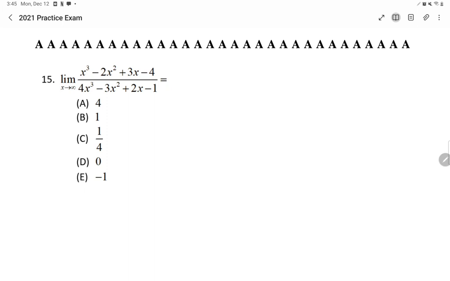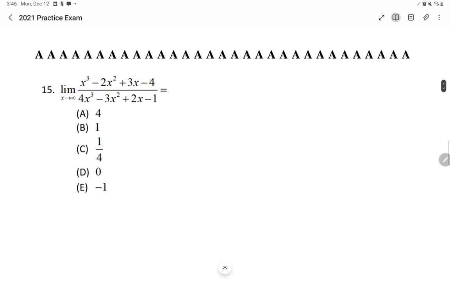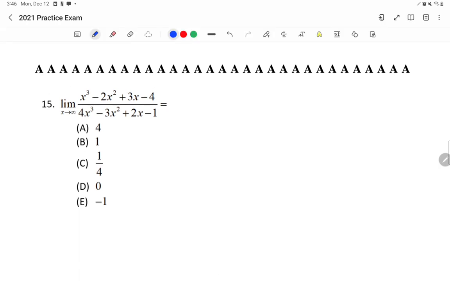All right, for limit approaching infinity questions, you look for top heavy, bottom heavy, or equal heavy. Since this question has x to the power of 3 on both the numerator and the denominator, you just ignore everything. You just cross everything out, and you just look at the coefficient of the highest x value. So this is technically a 1 here, so this is equal to 1/4, which is C.